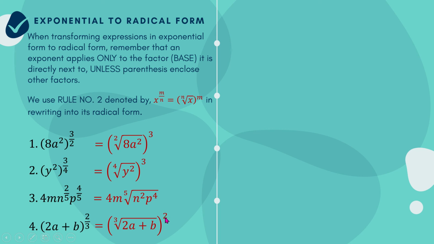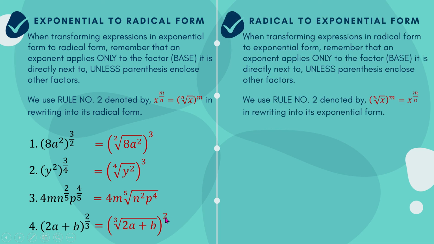Ano lang to simple. So the second part is transforming from radical form to exponential form. When transforming expressions in radical form to exponential form, remember again that an exponent applies only to the factor or base it is directly next to unless parentheses enclose other factors. We will use again rule number 2 denoted by this format. So from radical to exponential.